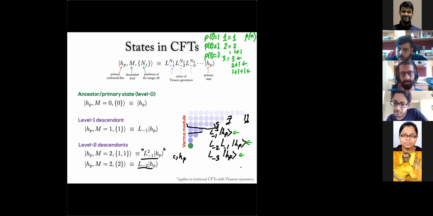Now you might guess P(4) is 4, but it's not. Actually P(4) is 5. You can write 4 as 4, 3 plus 1, 2 plus 2, 2 plus 1 plus 1, and 1 plus 1 plus 1 plus 1. That's 1, 2, 3, 4, 5, so you can write it in 5 possible ways, and that's why you've got 5 over here. Similarly, 5 you can write in 7 ways, and so on and so forth.